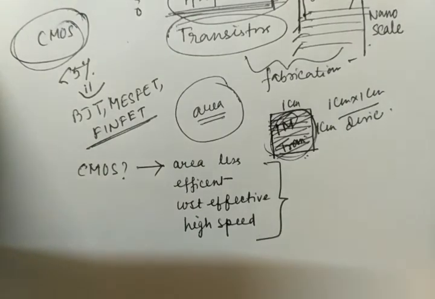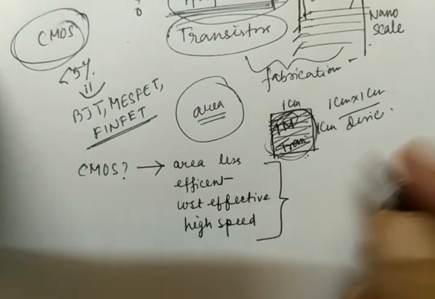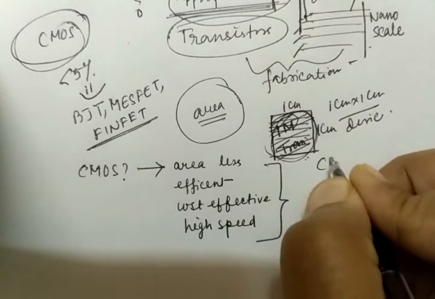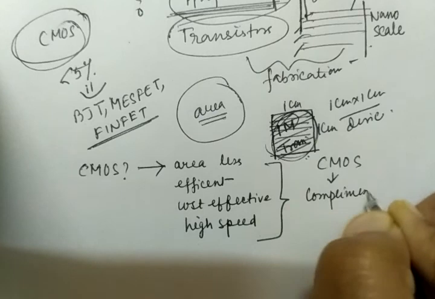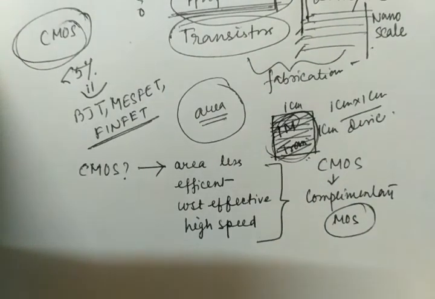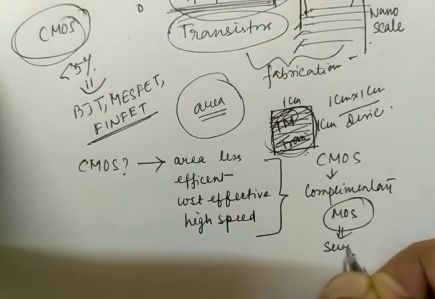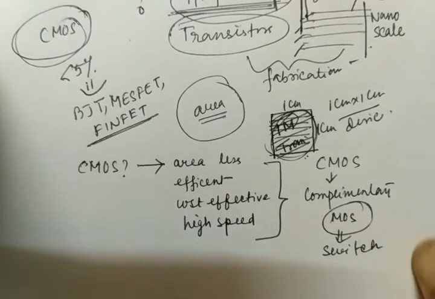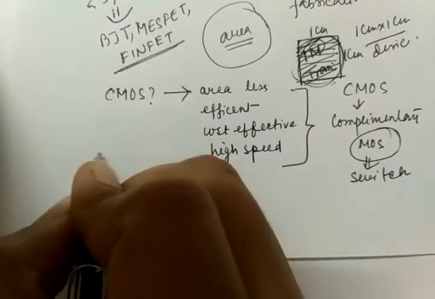Now, how does this CMOS work? CMOS has a source terminal and a gate terminal, and CMOS is known as complementary MOS. MOS means MOSFET. And what is the application of MOSFET? Most of the time it acts as a switch. How does it act as a switch? We can define it in this way.